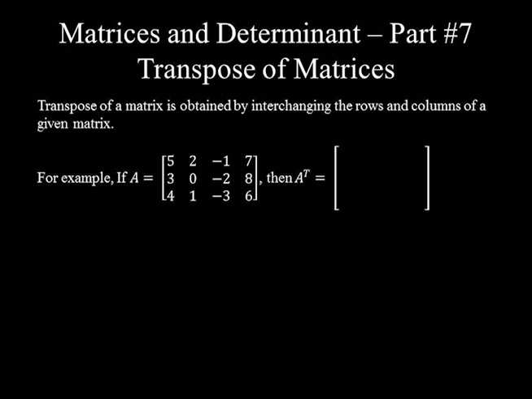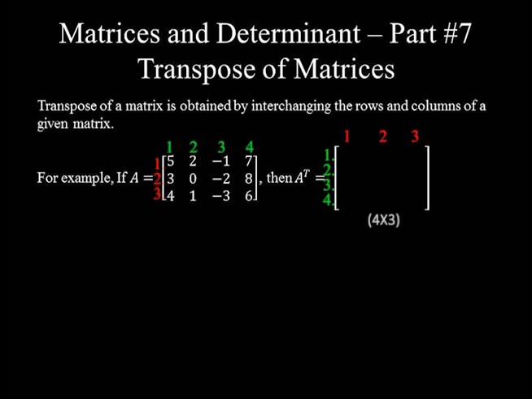In other words, all the rows of matrix A become the columns of A transpose, and all the columns of matrix A become the rows of A transpose. Matrix A has 3 rows and 4 columns. Since all the columns of A become rows of A transpose, we have 4 rows. And since all the rows of matrix A become the columns of A transpose, it is going to have 3 columns. So the A transpose we are going to determine is a 4 by 3 matrix.